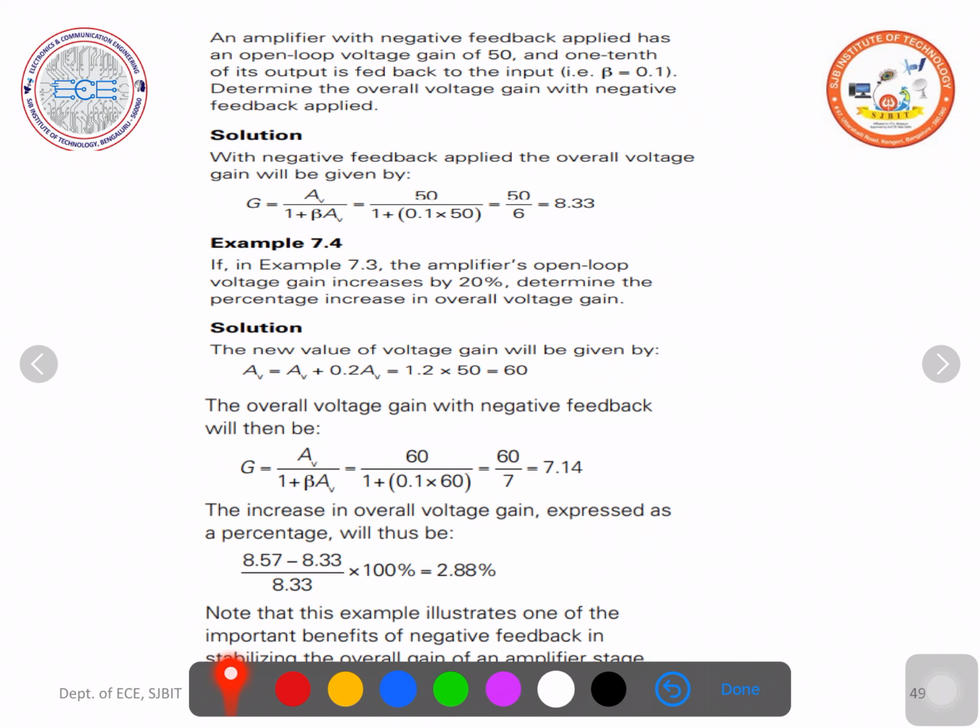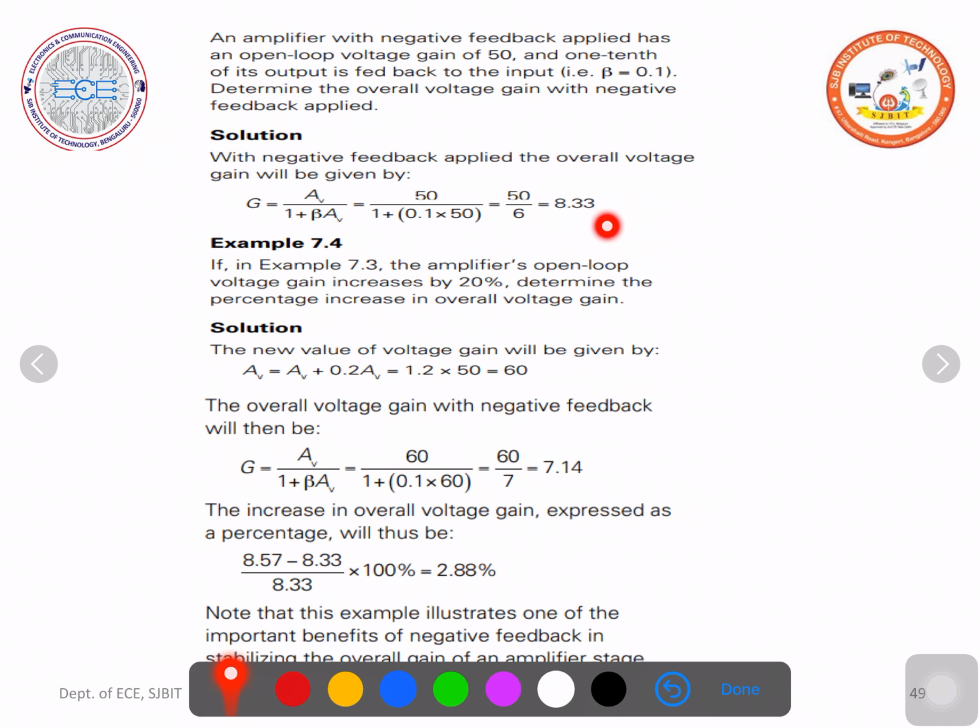Here is a very simple example, just a KVL problem. So let us go through this. An amplifier with negative feedback applied has an open loop voltage gain of 50, so AV is equal to 50, and 1/10 of its output is fed back to the input, that is beta. The feedback ratio is 0.1. Determine the overall voltage gain. Overall voltage gain of a negative feedback amplifier is given by G equal to AV divided by 1 plus beta AV. AV is given, beta is given, just substitute, and you will get the value 8.33.